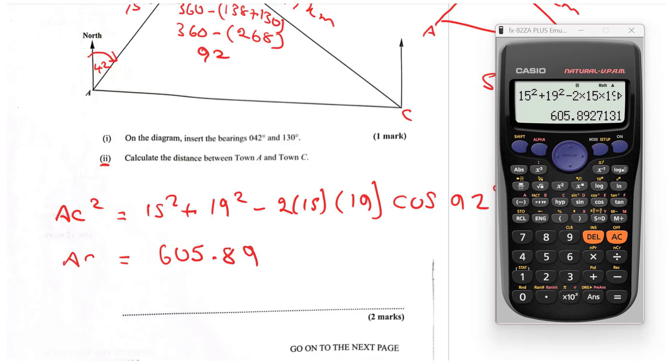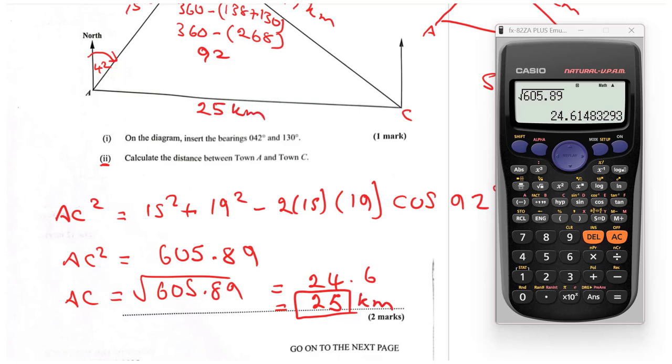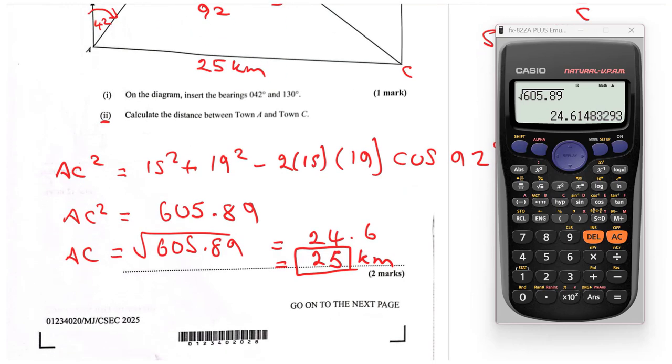605.89. So that's AC squared, and then we're going to take the square root. So AC is going to be the square root of 605.89, which is equal to 24.6, and let us round it up to a whole number, so it is going to be 25. So the distance between town A and town C is 25 kilometers. Let's put on our kilometers before the examiner penalizes us.